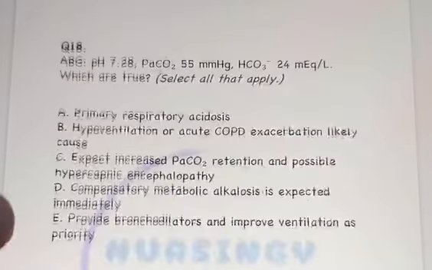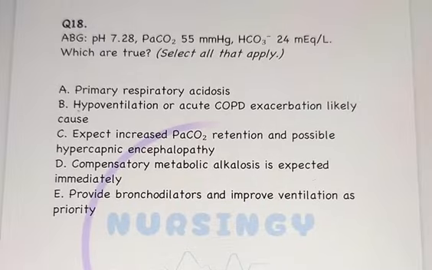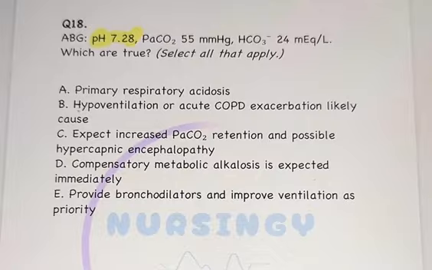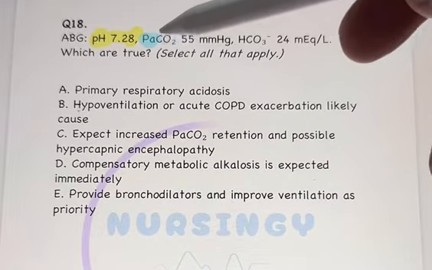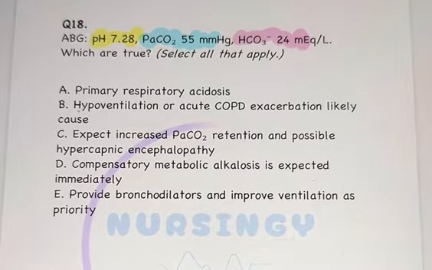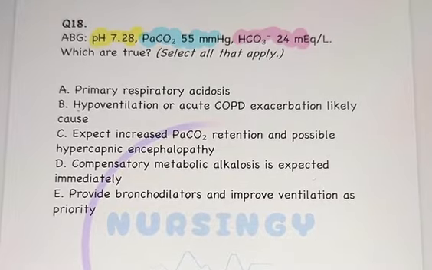Let's move to question number 18. Now we have an ABG interpretation. The pH is 7.28, carbon dioxide partial pressure is 55, and sodium bicarbonate is 24. Which are true? First of all, we need to find out what's going on.